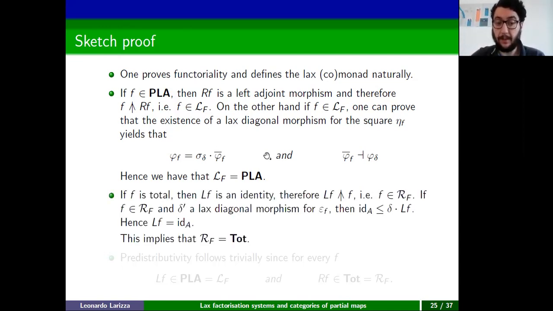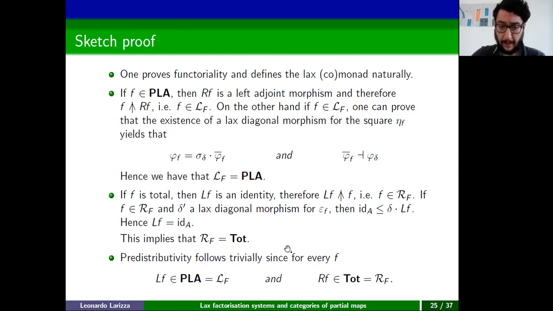Then whenever F is total, LF is by definition an identity, and therefore we have that F belongs to RF. On the other hand, whenever F belongs to RF, considering delta prime a Lax diagonal morphism for epsilon F, actually this one is lambda F, we just consider the identity two-cell, and by properties of the order enrichment, we have that LF is total, and therefore by definition it is the identity. This concludes the fact that RF is given by total morphisms. In conclusion, we see from the definition that LF is a partial left adjoint, since its function component is always an identity, and RF is a total map, obviously by definition.